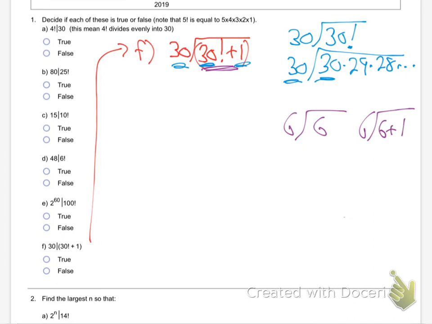6 plus 1, that'd be 7. Does 6 go into 7? Goes in one time, but then there's a remainder. It does not go evenly, does it? So if you go into a number evenly and then you add 1, you no longer go in evenly. So 30 goes into 30 factorial evenly, but when we add 1, it becomes a no, false. Does not go in evenly. So, there we go on that one.